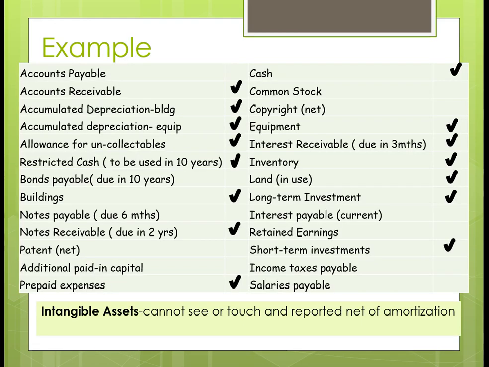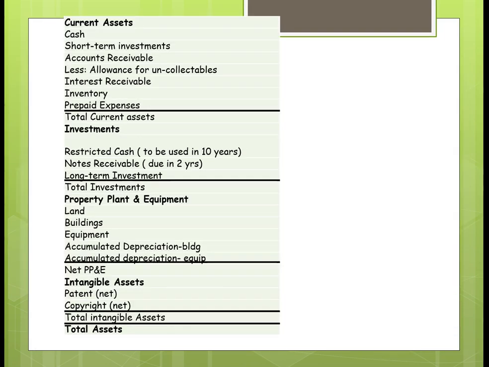All right, now we have intangible assets. They cannot see or touch, but they are actually used in the business, so we have to amortize them. And they're always shown net of amortization. So these you can't see or touch, and the first we would have is patent, and then we have a copyright. Now, when these are amortized, the amortization is taken directly against the asset account, unlike accumulated depreciation, which is shown separately from the equipment or the buildings itself. So, this is how it's going to look on the financial statements. And now we have completed the asset section.